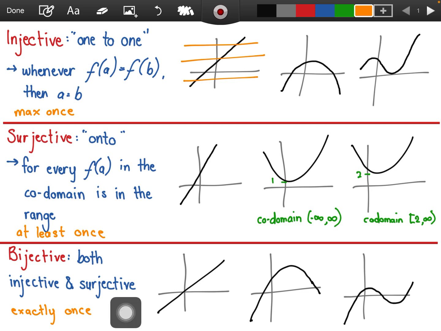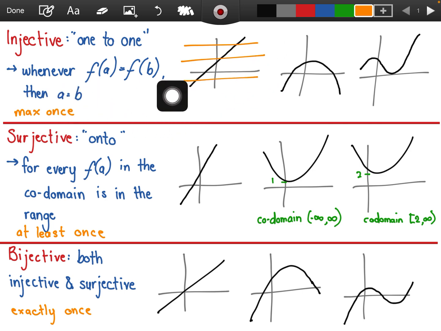So injective, we're defining that as 1-to-1. Whenever f of a equals f of b, then a equals b. That's how I've written it here. Basically, if there's two y values, we know f of a variable is y, so if the y value for one input is equal to the y value for another input, then that must mean that the two inputs are the same. You're not going to get two of the same y values for different x inputs.